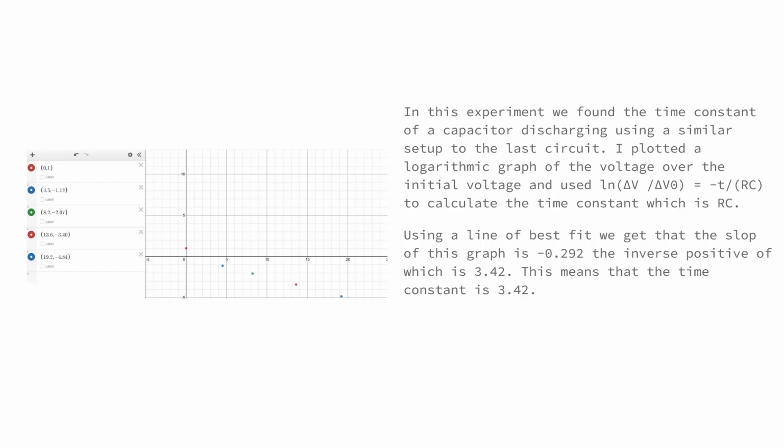Using a line of best fit, I got the slope of this graph, which was minus 0.292, and I took the inverse positive of this, which is 3.42. This means that the time constant is 3.42.